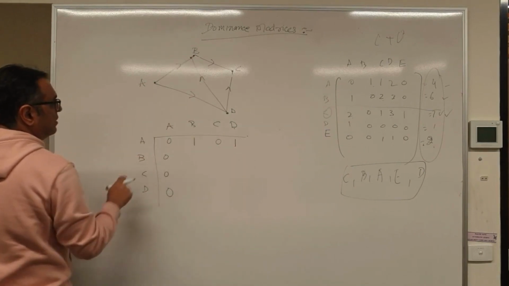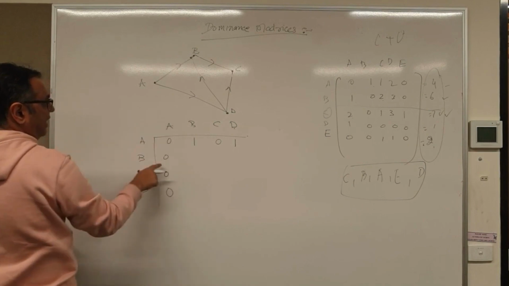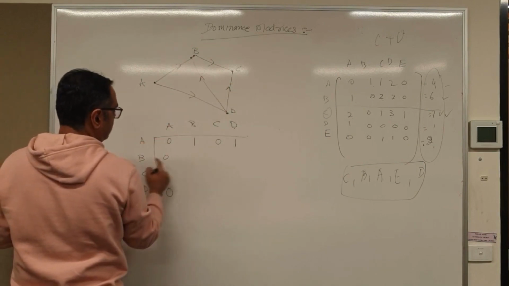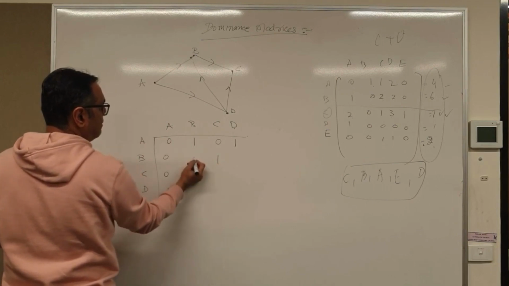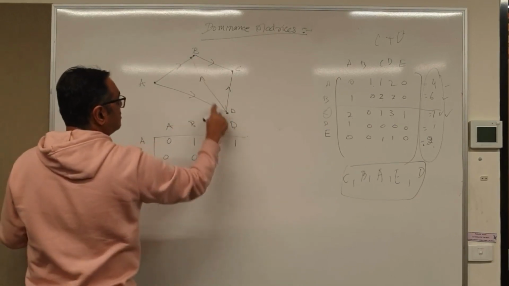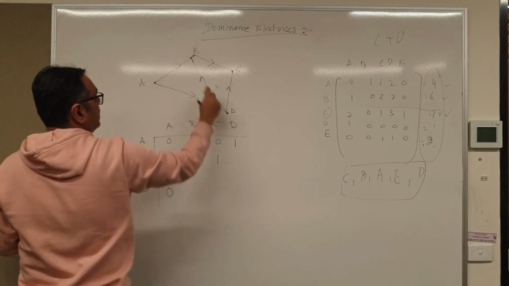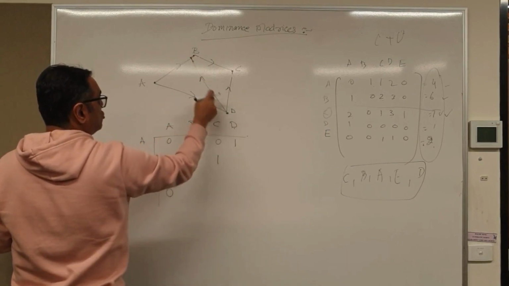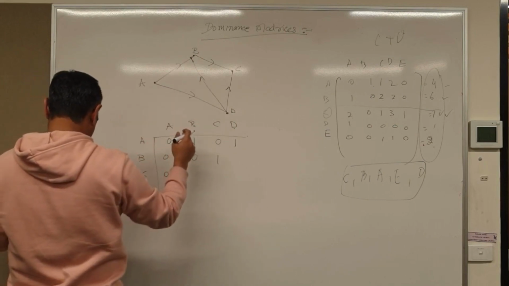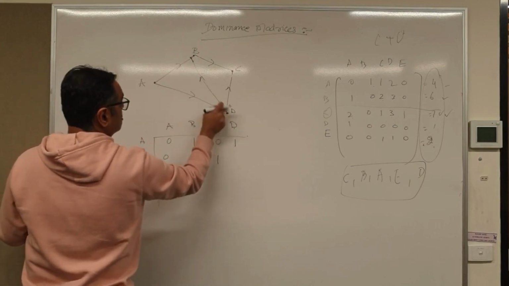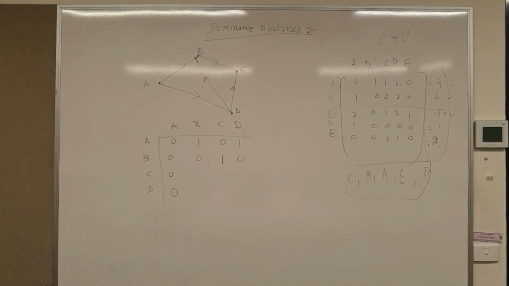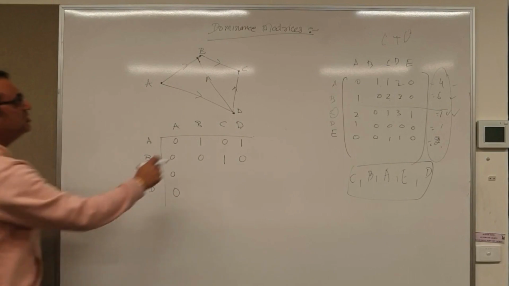Let's go to B. B lost to A, it's a 0. B beat C, so B to C is 1. B can't play with himself, it's a 0. And what about B to D? There is, so B to D. B was lost to D. No, so B was 1 to D, sorry. So B was lost because it's going up, so it is 0. Right?